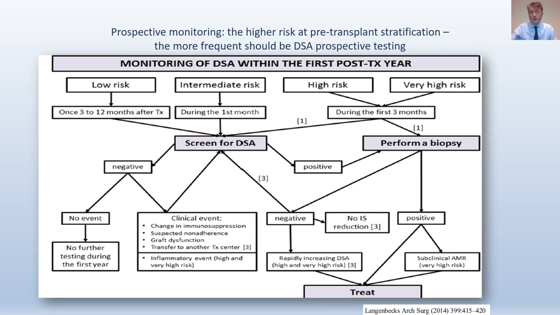So when we stratify the pre-transplant risk of this particular patient and transplantation, the higher the risk stratified before transplantation, the more frequent should be prospective testing. So in patients who are identified as high risk, it should be every 3 months in the first year. In any case of doubt, patients should have a biopsy, and this biopsy should be repeated in a prospective manner also if the patient presented a rejection in the first biopsy.